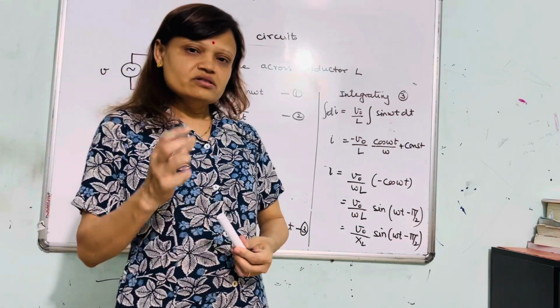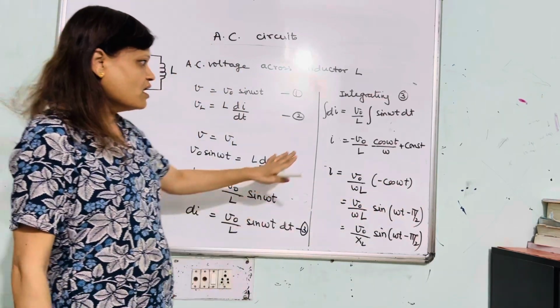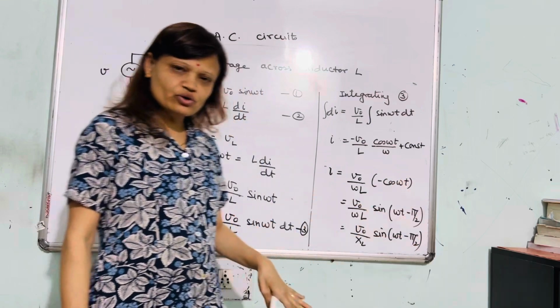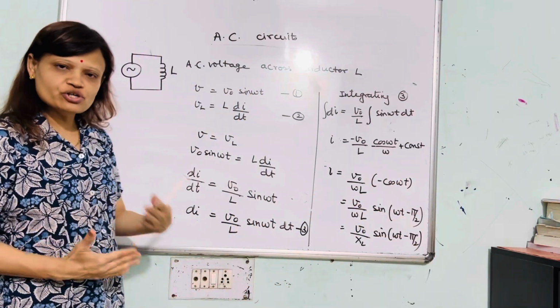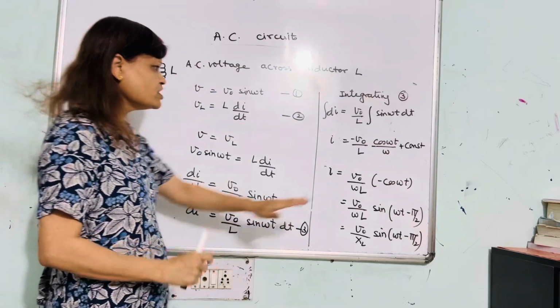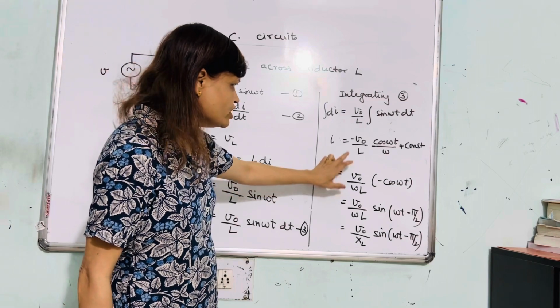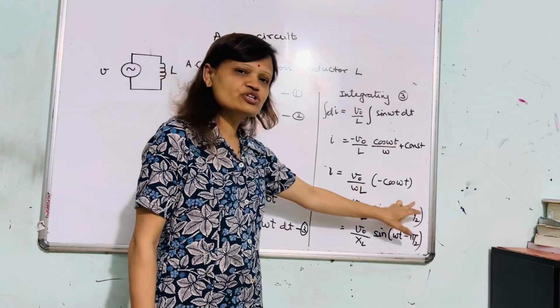But here the constant of integration becomes 0, because V oscillates about 0, so I also oscillates about 0. It is time independent and we take the constant as 0. So we are left with V naught by omega L times minus cos omega t.